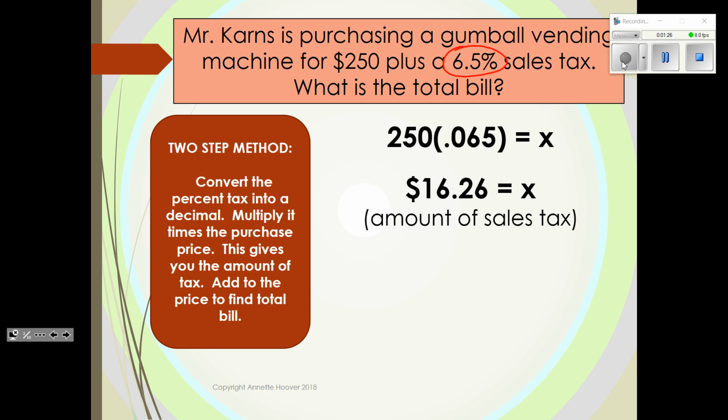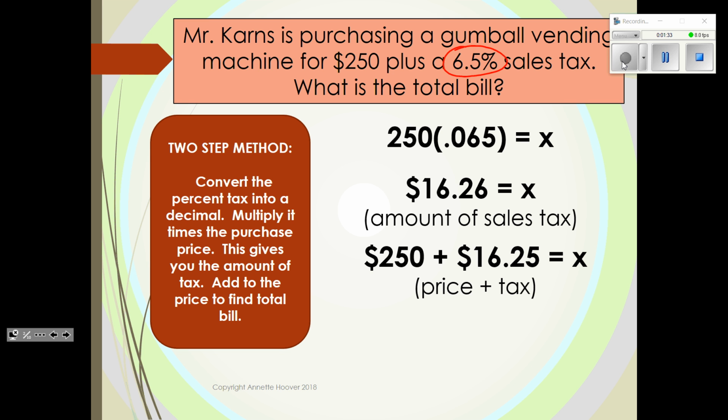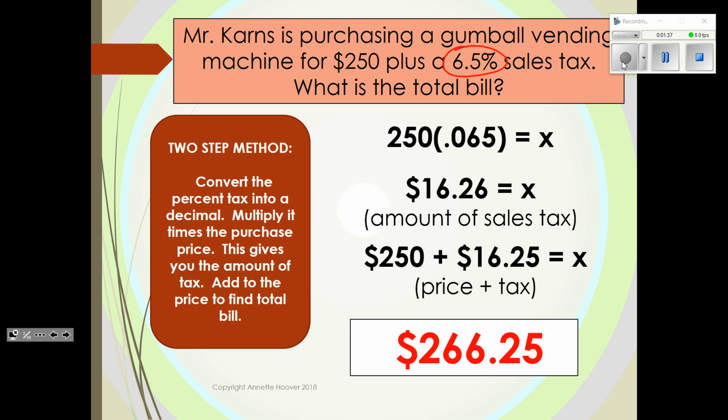So now that we have the amount of tax, we know it's $16.25. We're simply going to add that back to the purchase price. So $250 plus $16.25 is $266.25. So in this two-step method, you are able to actually calculate the exact amount of tax being added. So if you want to know how much tax am I paying, you would want to use this method.